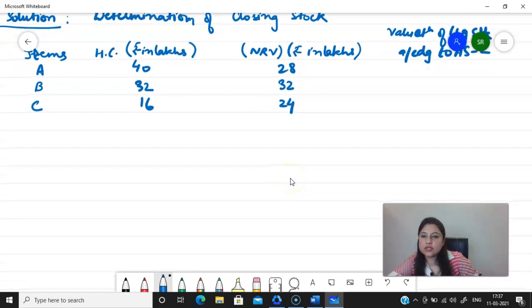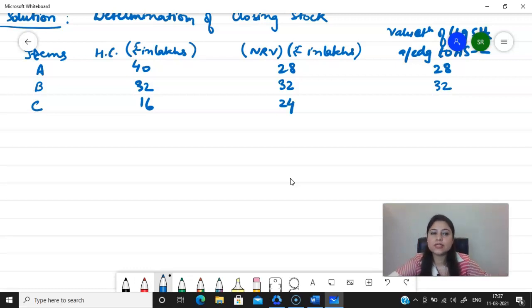here you can choose to mention the cost, the historical cost, which is rupees 40 lakhs, and this is 28 lakhs. So the lower will be 28. Thus product A would be shown at rupees 28 lakhs in the books of account. The closing stock value of item A would be 28 lakhs. Here the cost and the NRV are the same, 32, so whichever it is, the value is the same. So we will be depicting item B at the value of rupees 32 lakhs.